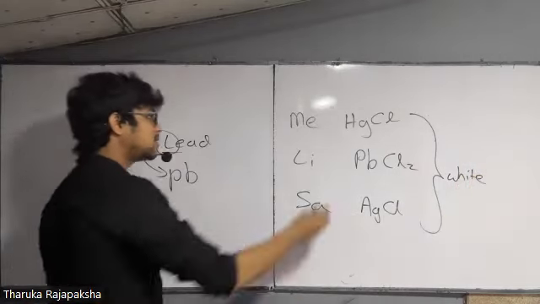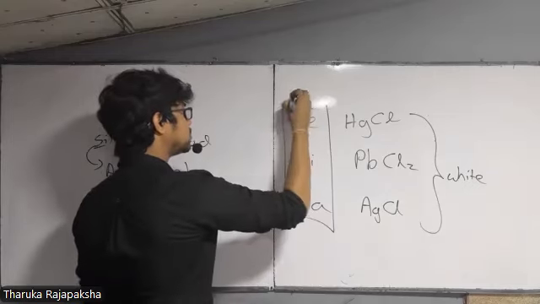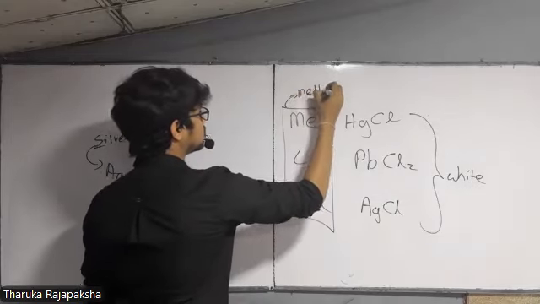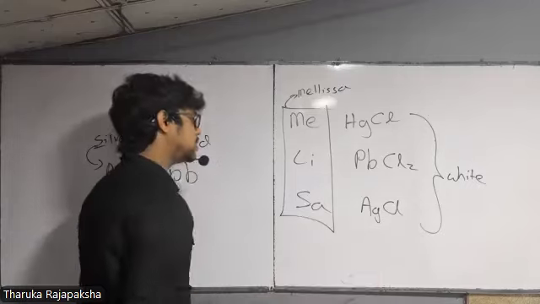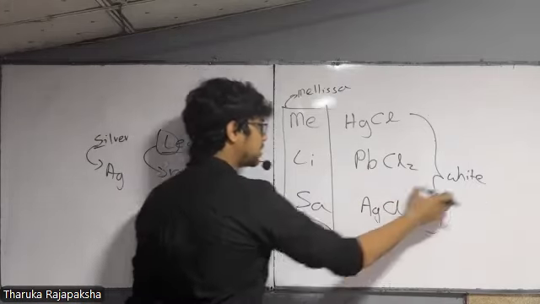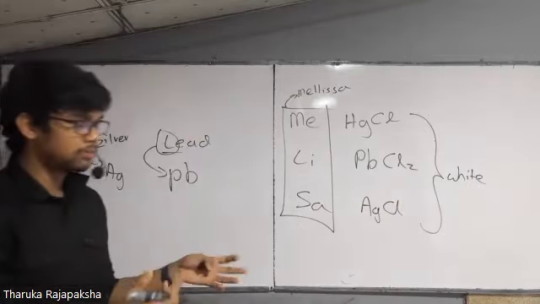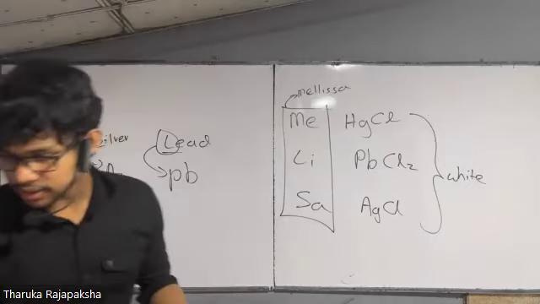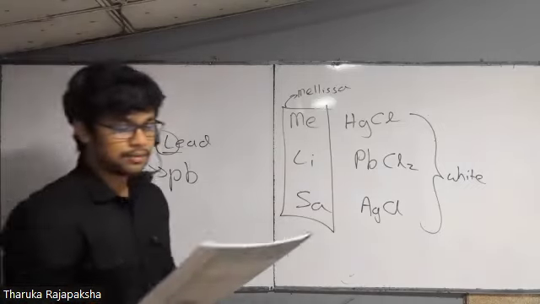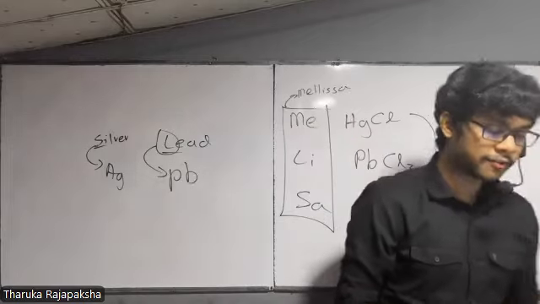So this is the memory hack, Melissa. And these are the 3 precipitates, and the color, white color. How do you remember that? There are 3 white color flags. I have given it actually: Melissa wearing a white dress in a funeral which has a white flag at the entrance.